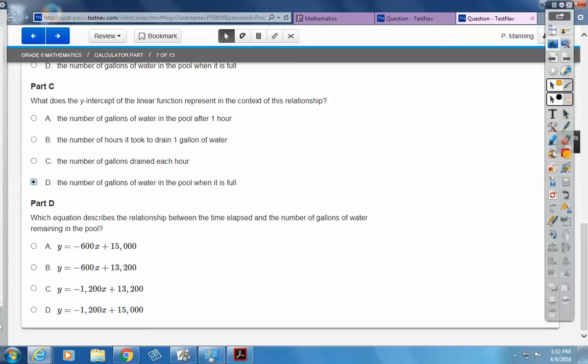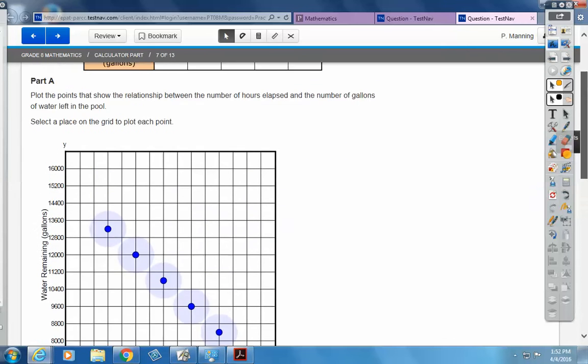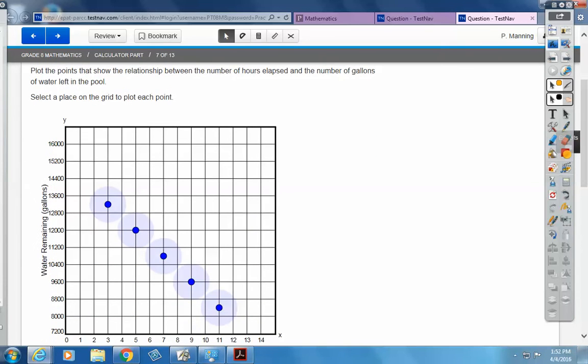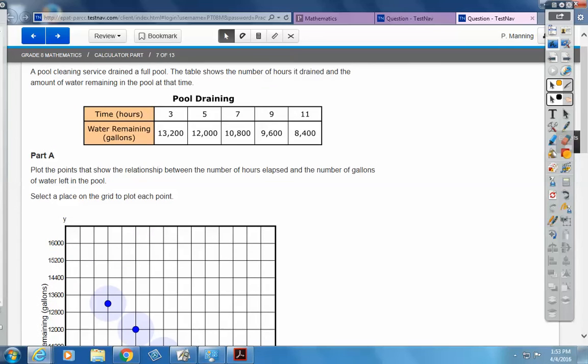Which equation describes the relationship? Okay, so now we need the slope and the y-intercept. So if I go up here, I can clearly see that my y-intercept, if I follow this line, is clearly going to be between 14,400 and 15,200. That gives me a hint. But we don't want a hint. We want to get it for sure. So I'm going to get all the way up here. And I was going to go down and use process of elimination, but I think this is probably a better idea.